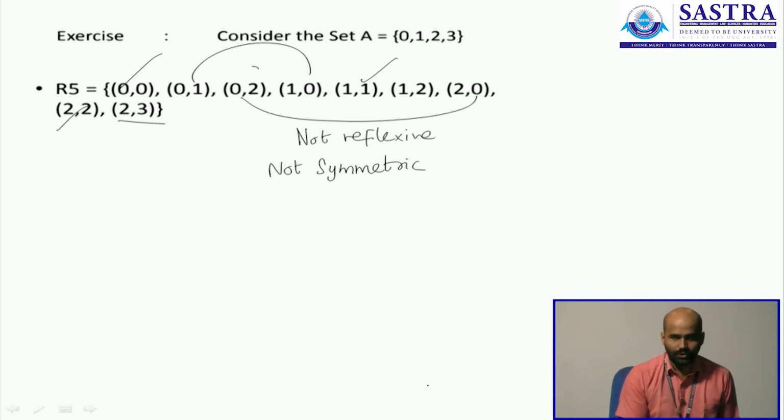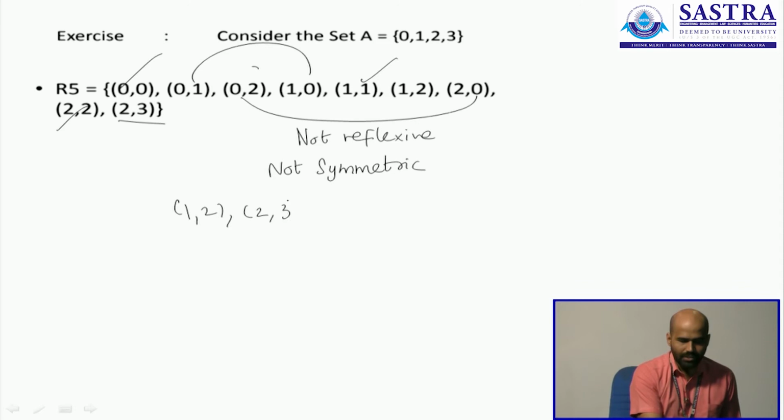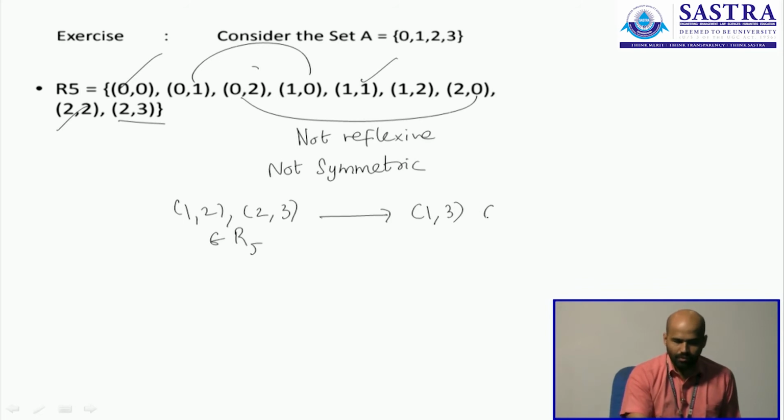Can we call this transitive? We cannot call this transitive again because 1, 2 and 2, 3 are present. That doesn't mean that you have 1, 3. 1, 2 and 2, 3 belong to R5, but 1, 3 doesn't belong to R5, so you reject that.